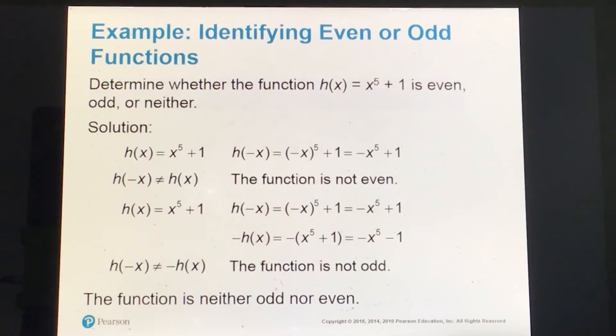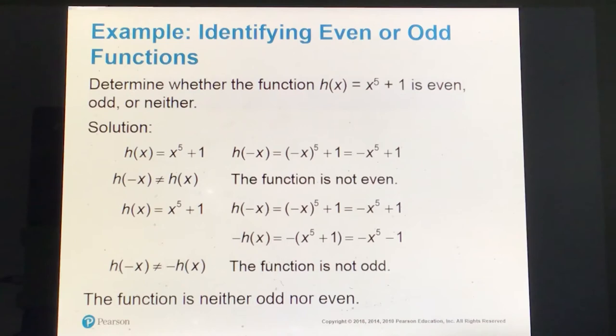Okay, let's try again. We put h of x in, right? And now, h of x gives you x to the fifth plus 1. Put in h of negative x, again, the negative x wherever there was an x and there's only one, so it's negative x to the fifth, and it's an odd number, so it's going to stay negative, plus 1. Well, that's negative x to the fifth plus 1.